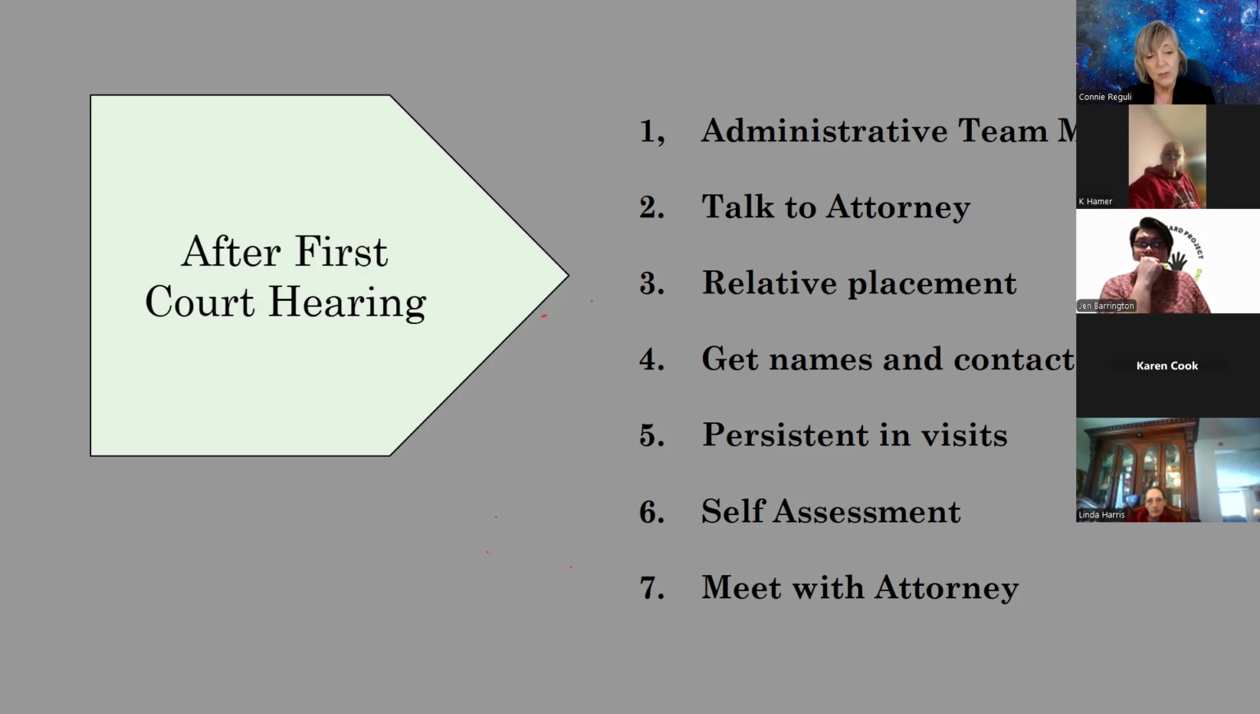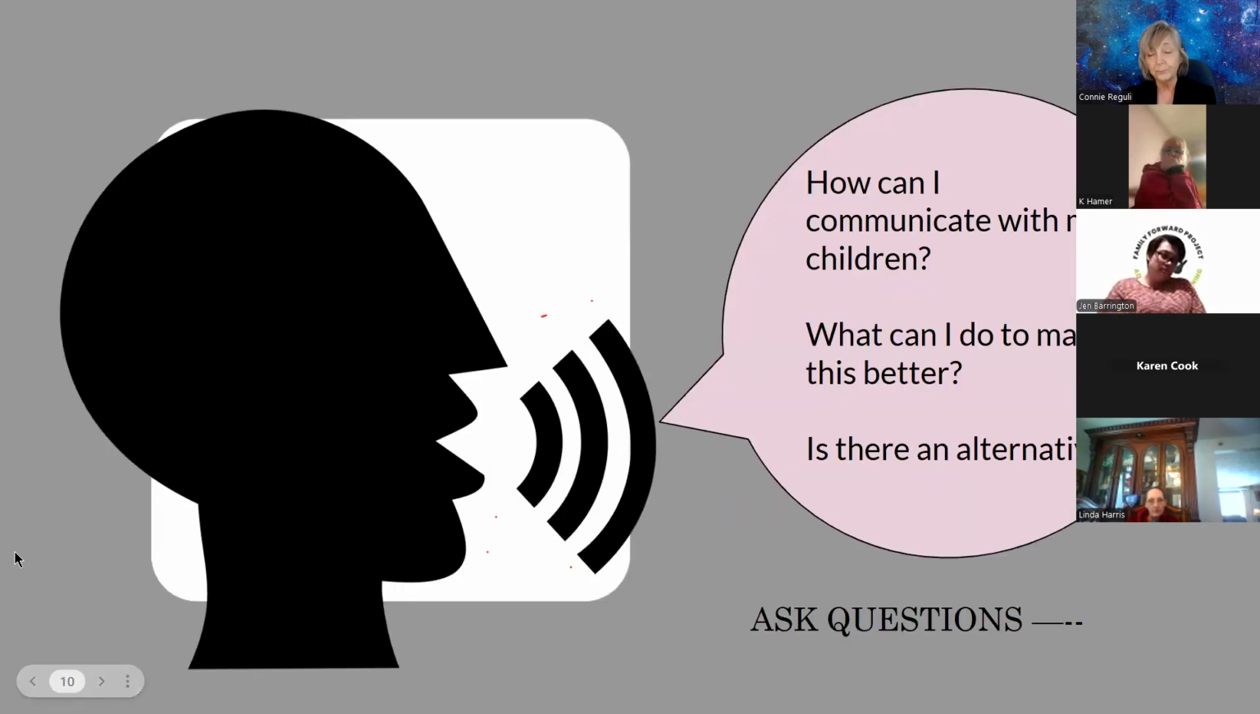And if you don't do that, and if you watched our ADA, understanding this also has to do with disabilities, but if you don't do that, you're going to let them drive the ship. And so also after that first court hearing, the parent needs to be meeting with their attorney. Again, what kind of questions? Asking during these meetings, how can I communicate with my children? What can I do to make this better? And is there an alternative? Ask the questions, ask the questions.